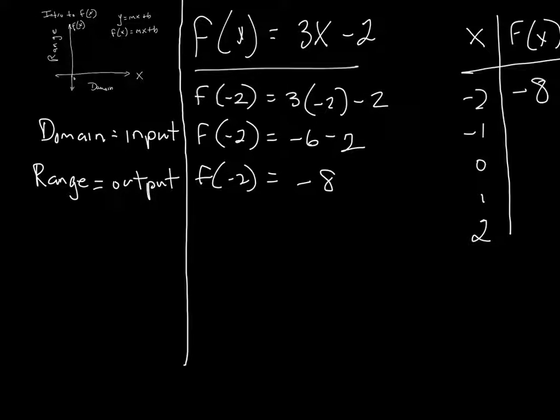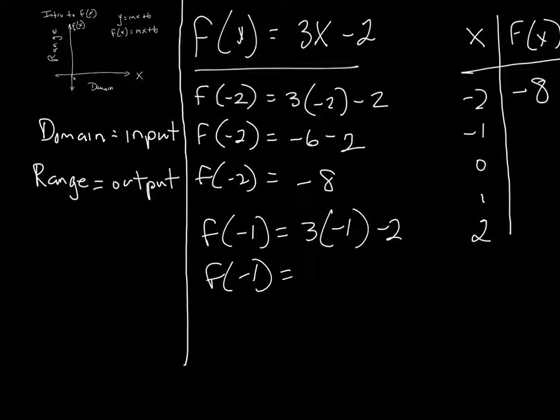Doing one more real quick, let's go ahead and do f of -1. That would be 3 times -1 minus 2. So f of -1 equals -3 minus 2, or -5. So f of -1 equals -5.